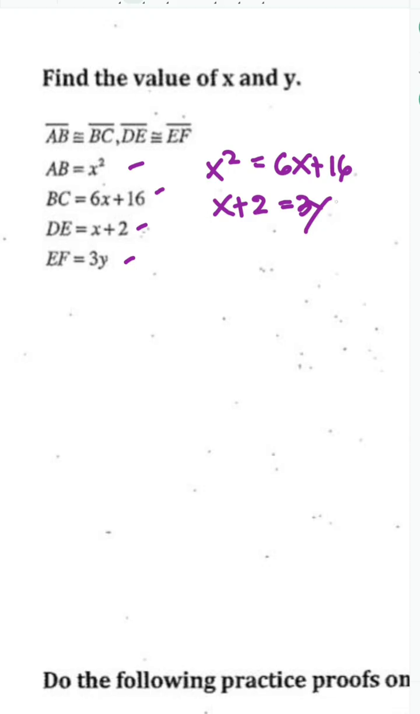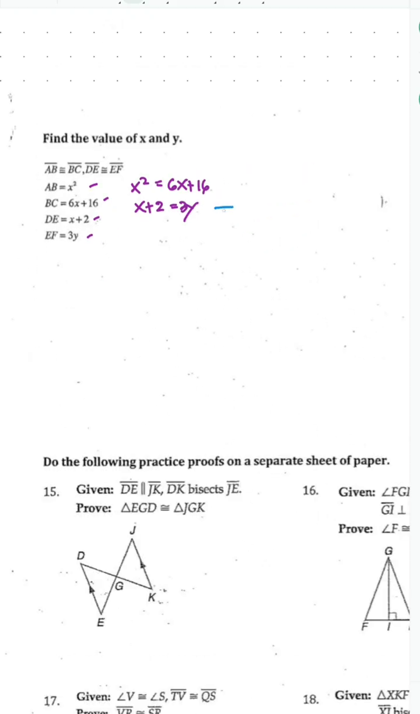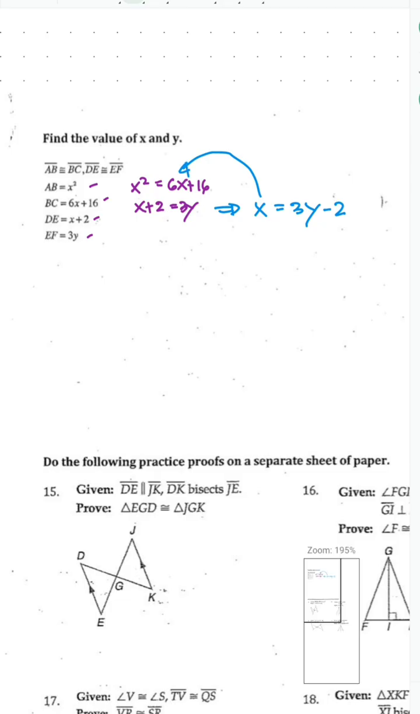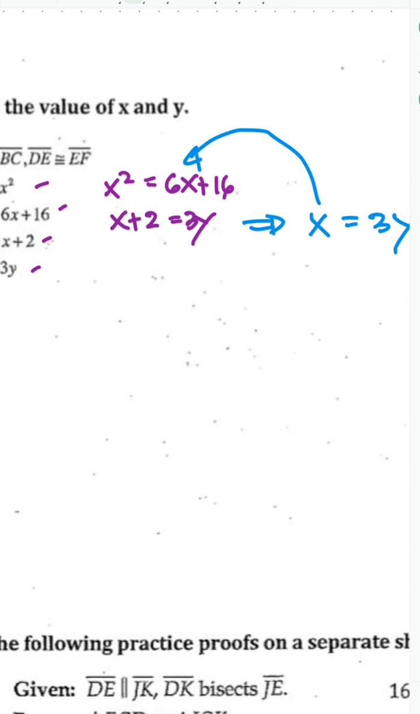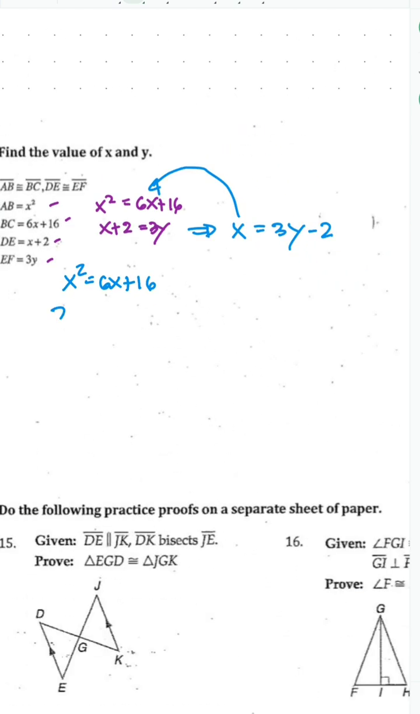Maybe we can rewrite this one as X equals 3Y minus 2. Then we can plug in the value of X here. So that would be X squared equals 6X plus 16. And then we plug in the value of X, which is 3Y minus 2, squared equals 6 times 3Y minus 2 plus 16.